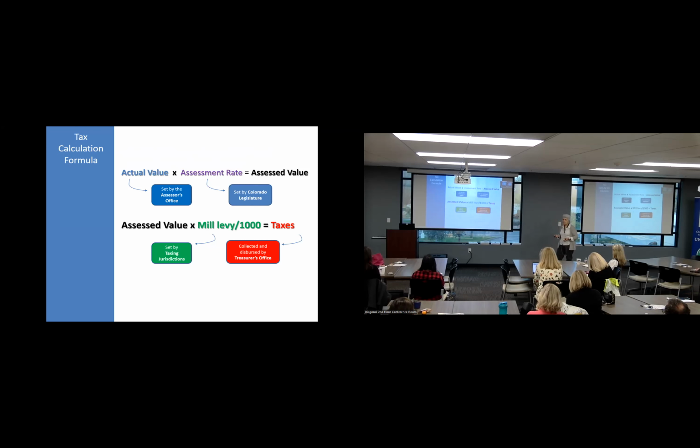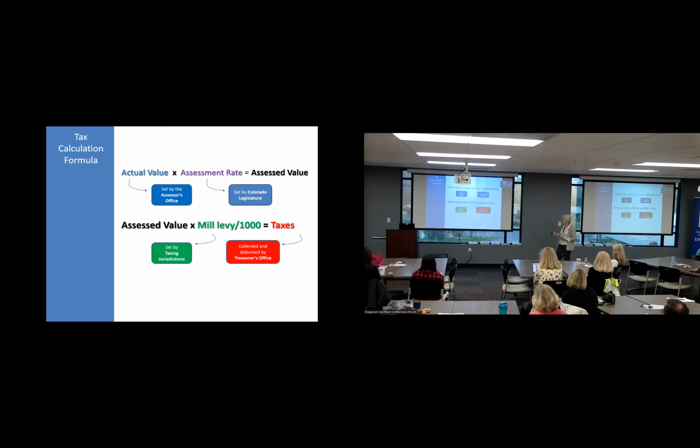And then the next piece of the formula is the taxing jurisdictions, your districts, your county, the cities, fire districts, water districts, recreational districts, metro districts. They all have a mill levy, and they set that and give it to us. When that's all done, it gets handed to the treasurer by January 10th of every year. We deliver the tax roll to the treasurer, and the treasurer collects.